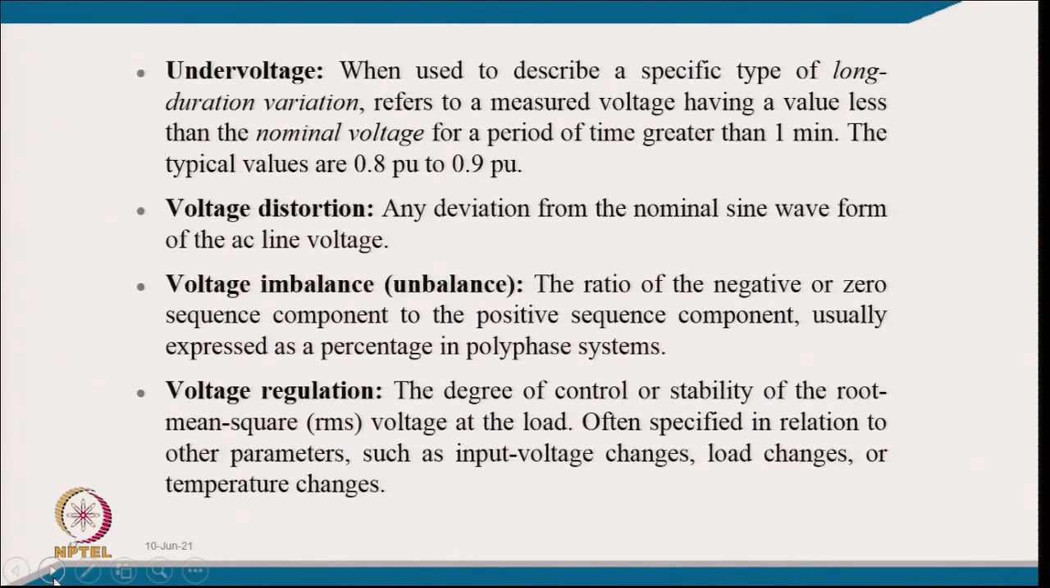Like undervoltage, when used to describe a specific type of long duration variation, refers to measured voltage having a value less than nominal voltage for a period of time greater than 1 minute, and the typical value is 0.8 to 0.9 per unit. And voltage distortion, any deviation from the nominal sine wave of the AC line voltage. And voltage unbalance, the ratio of the negative sequence or zero sequence component to the positive sequence component, usually expressed as a percentage in a polyphase system. And voltage regulation, the degree of control or stability of the RMS voltage at the load, often specified in relation to other parameters such as input voltage changes, load changes or temperature changes.